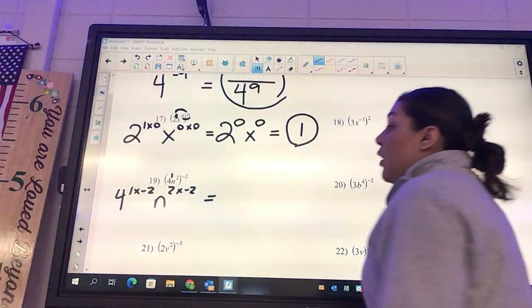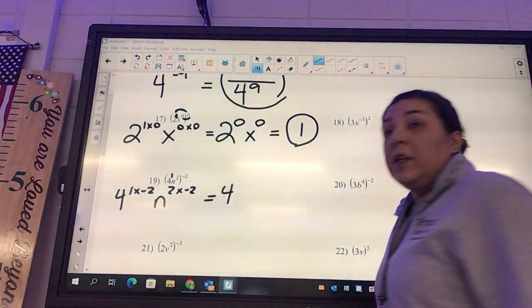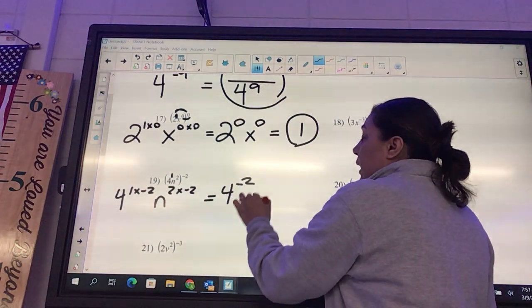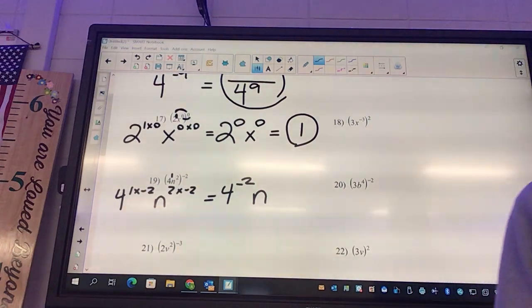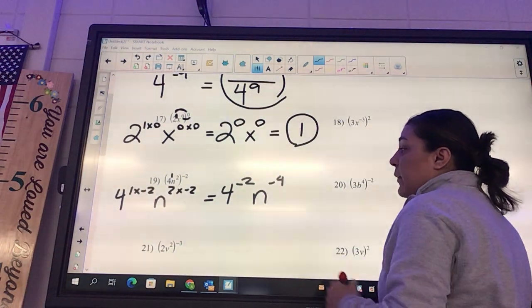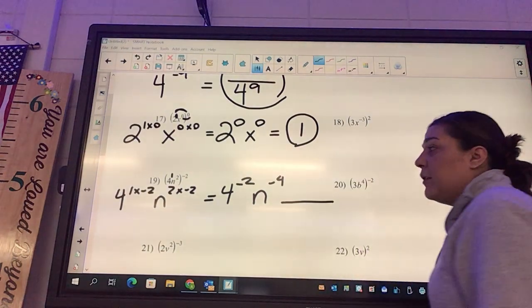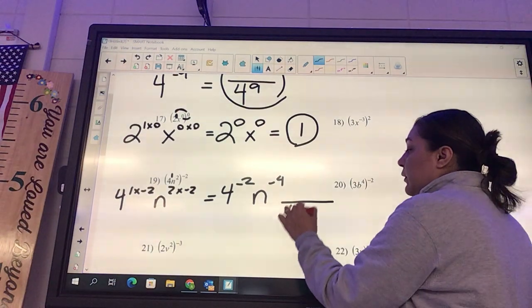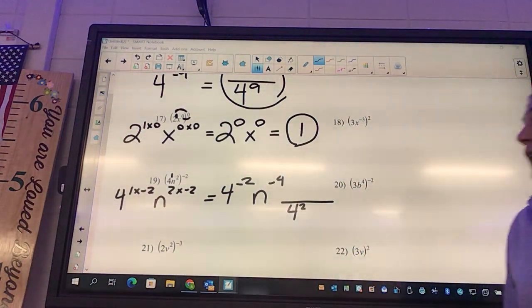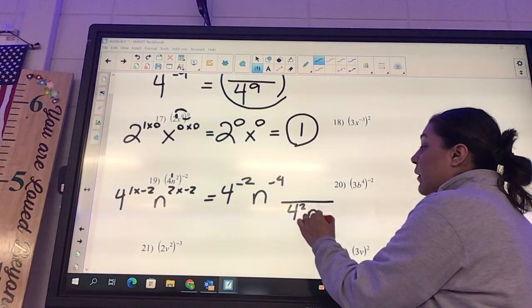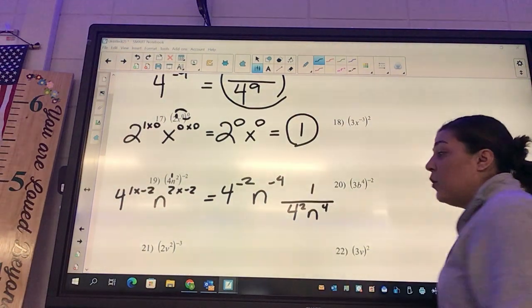Okay, so 4 to the, what's 1 times negative 2? Negative 2. And n to the, what is 2 times negative 2? Negative 4. Do we need to convert? Yeah. Okay, where does the 4 to the negative 2 go? Bottom. Okay, and then n to the negative 4? Bottom. Okay, and we put a 1 on top.